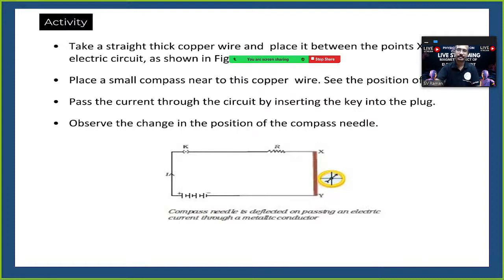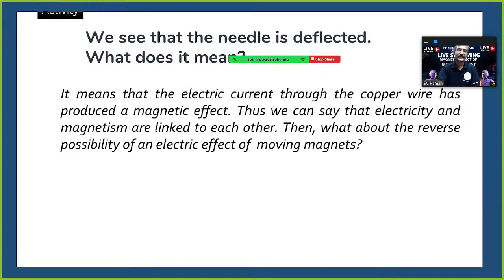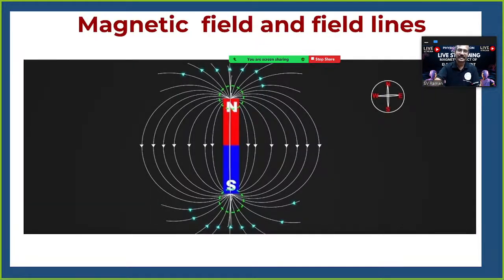Now we see that the needle is deflected. What does it mean? Yesterday we saw that it means that the electric current through the copper wire has produced a magnetic field. Thus, we said that electricity and magnetism are linked to each other. Now, what about the reverse possibility, of electric current from moving magnets? That we discussed, and this experiment we also did.